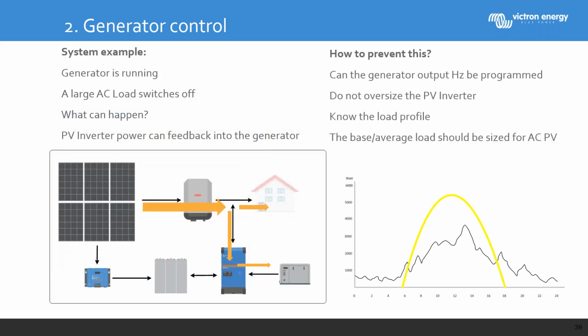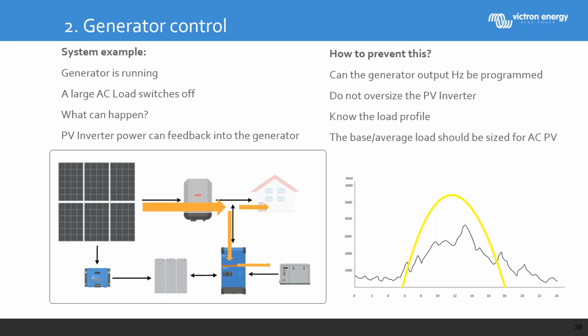Next one. Also, something important when you have a hybrid off-grid system with a generator: you have to take care about feeding power back to the generator. What happens in that case is that you have your generator and a large AC load switches off. Then your PV power is in excess, and if the battery is full, the PV power will go through the inverter charger and can be fed back to the generator.